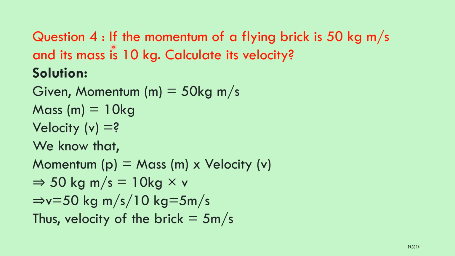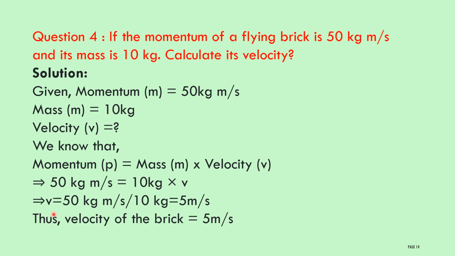Next one, if the momentum of a flying brick is 50 kg meter per second and its mass is 10 kg, calculate its velocity. Here they are given momentum 50 kg meter per second, then mass is 10 kg, you have to calculate the velocity. You know the formula, momentum p will be equal to mass into velocity. Momentum is 50 kg meter per second, then mass is 10 kg. You have to calculate the velocity.